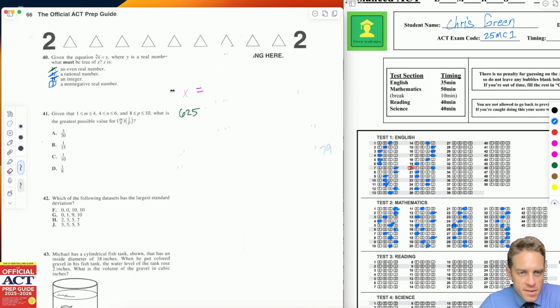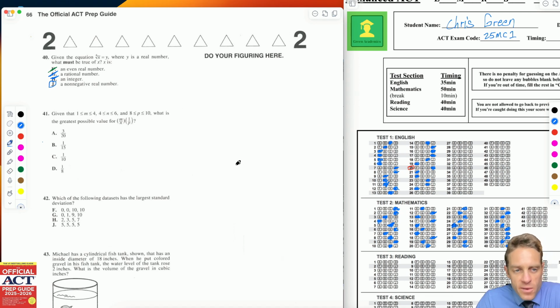Given that m is greater than or equal to 1 and less than or equal to 4, n is greater than or equal to 4 and less than or equal to 6, and p is greater than or equal to 8, less than or equal to 10, what is the greatest possible value of that fraction times that fraction? So let's go piece at a time.